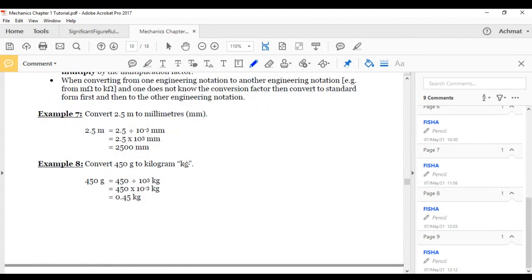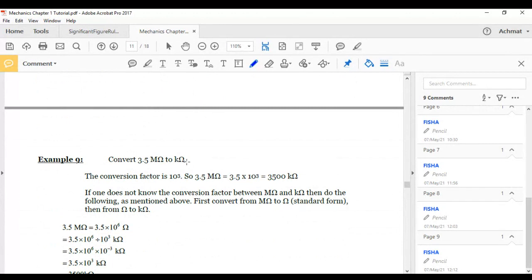Convert from grams to kilograms. Grams is standard form. So from grams to kilograms, that is again standard form to a prefix. You have to again divide by the conversion factor. Kilo is times 10 to the 3. So you have to take this and divide it by 10 to the 3, and there's your answer.